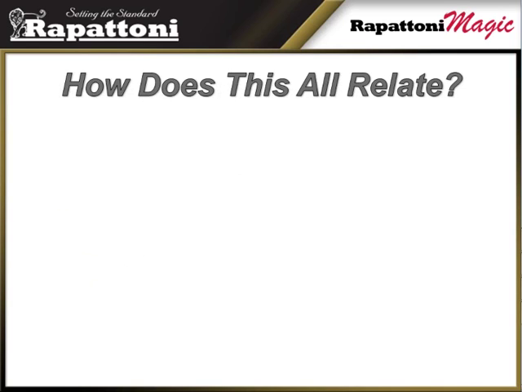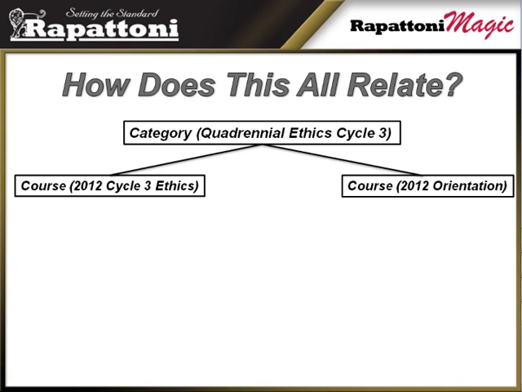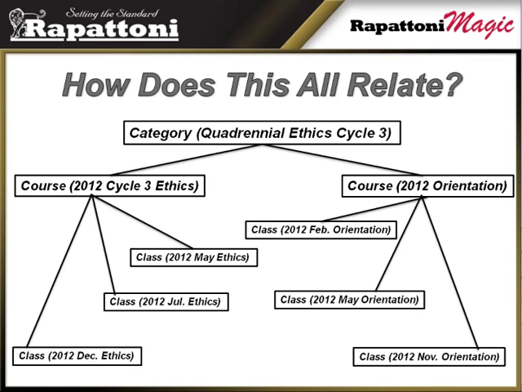How does it all relate? Well, if you remember last time, we talked about how you create a category. And within that category, you create certain requirements, like, for instance, the courses you put in there that will fulfill the actual requirements for that particular category. From there, then you create the times and dates of that content, which the courses would be presented. So again, essentially, the course links the classes to the category that the actual members will be taking.